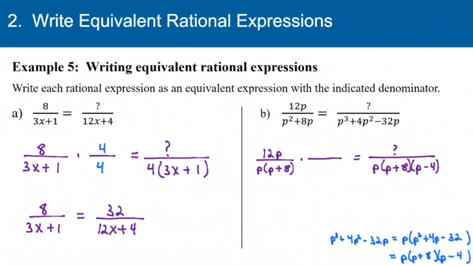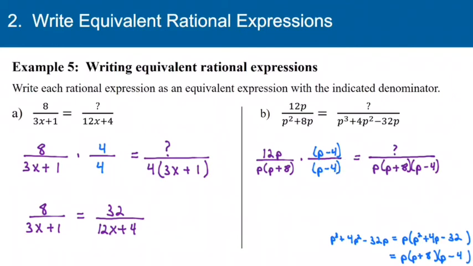Okay, now let's compare. We need p times p plus 8 times something to give us this. So what's missing from here? What do we have here that's missing from here? And of course the answer is p minus 4. So I need to multiply the bottom by p minus 4 to get that denominator, and therefore I also should multiply the top by p minus 4.